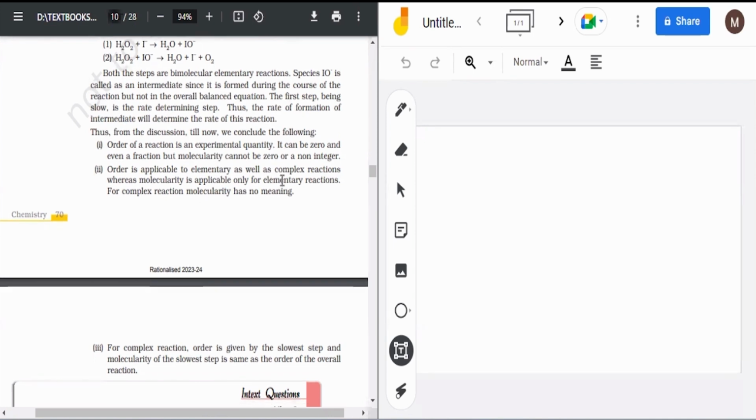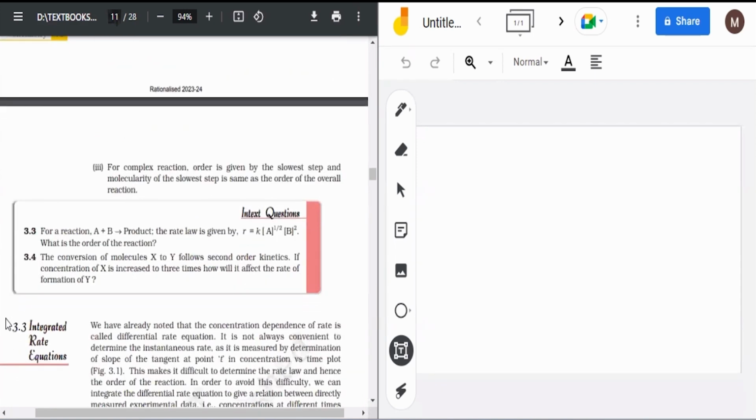As I told you, for complex reactions molecularity has no meaning, क्योंकि complex reaction में बहुत सारे molecules आपस में कोलाइड करेंगे तो उसमें molecularity का कोई meaning नहीं रह जाएगा क्योंकि symmetry बिगड़ जाएगी. So order is an experimental quantity. It can be 0, it can be half, it can be 3 by 2, मतलब it can be a fraction, but molecularity cannot be 0 or non-integer. And order is defined experimentally, and it is applicable to both elementary and complex reactions, whereas molecularity is applicable only to elementary reactions.